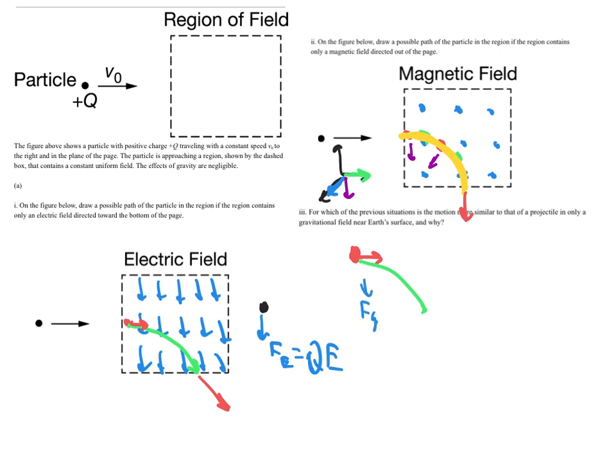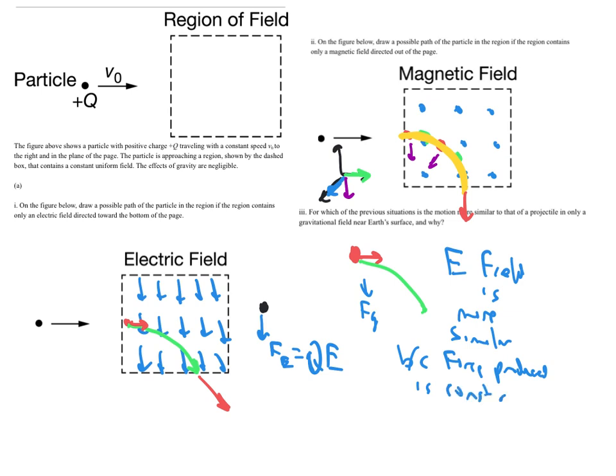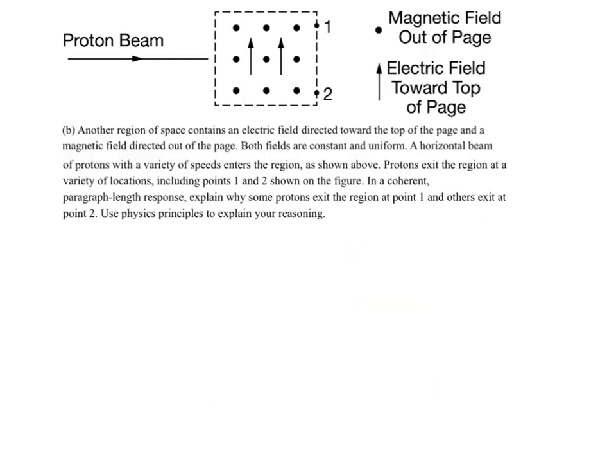This is the electric field, so the E field is more similar because the force produced is constant. The magnetic field is less like that because its force is not constant. Although it has a constant strength, it changes its direction continuously.